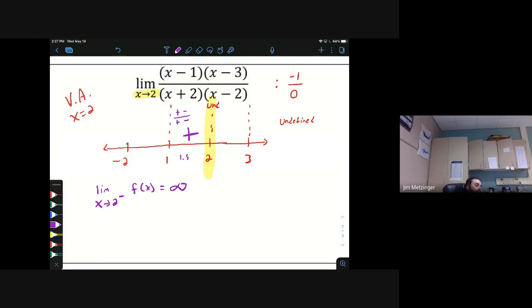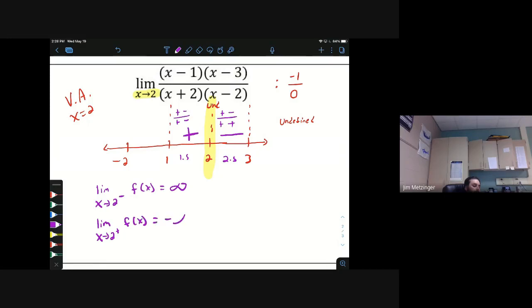2.5 minus 1, positive. 2.5 minus 3, negative. Over 2.5 plus 2, positive. 2.5 minus 2 is negative. Positive, positive. So that means negative here. So it's going up and down. This side, as we come at 2 from values bigger than 2, it's going down. So the left side of 2, the vertical asymptote goes up.